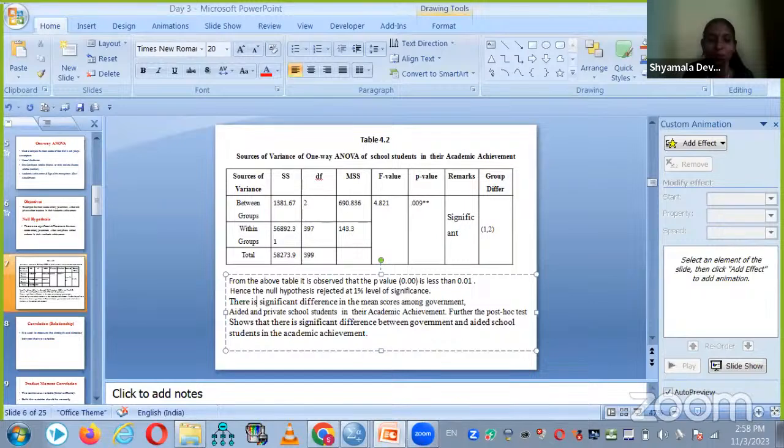Okay, thanks. So there is significant difference in the mean scores among government, aided and private school students in their academic achievement. So we are calculating the post hoc test, and further with the help of the post hoc test, we are interpreting that there is a significant difference between government and aided school students in their academic achievement, right? Any other clarification?